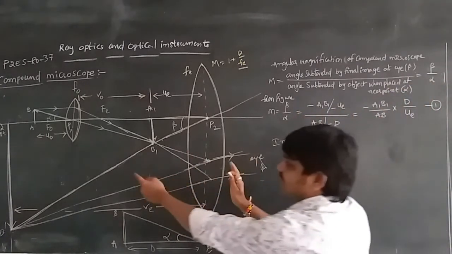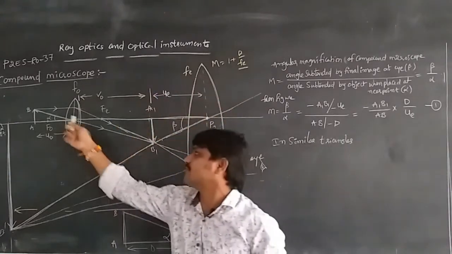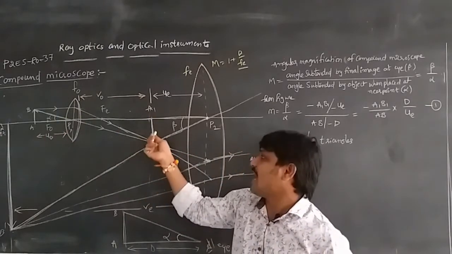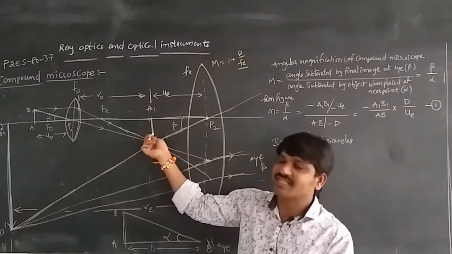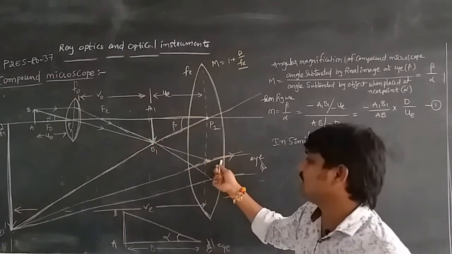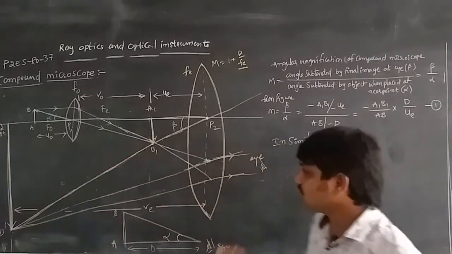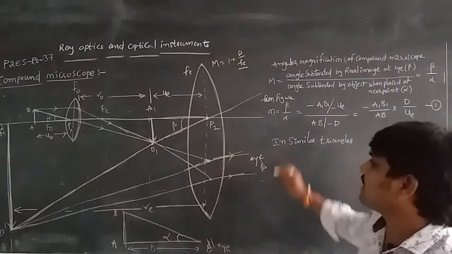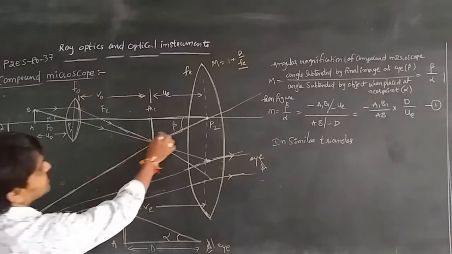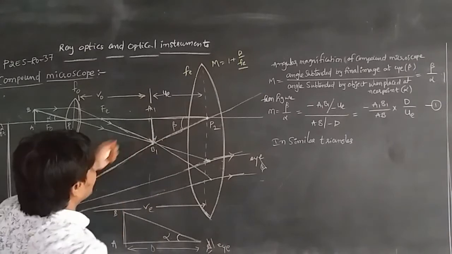From the total diagram, when the object is placed in front of the objective lens, an inverted image is formed at A1 B1. This behaves like an object for the second lens, and when the light is incident on the second lens, the final image is formed at A dash B dash. From the diagram, the beta angle made is this.